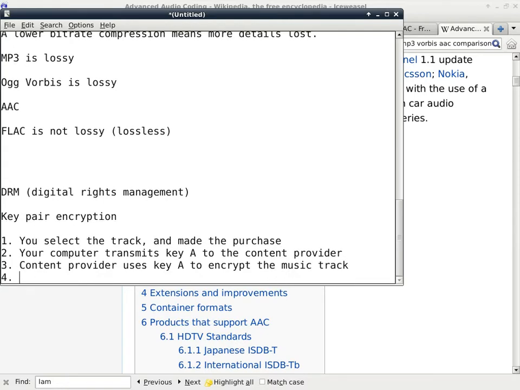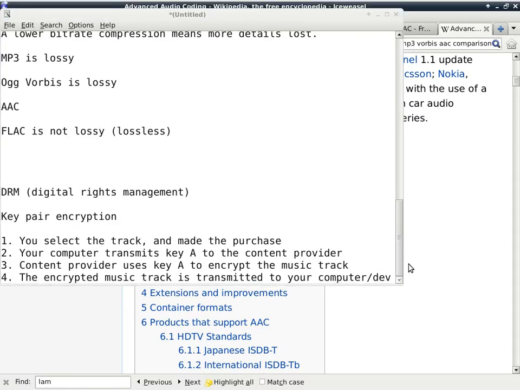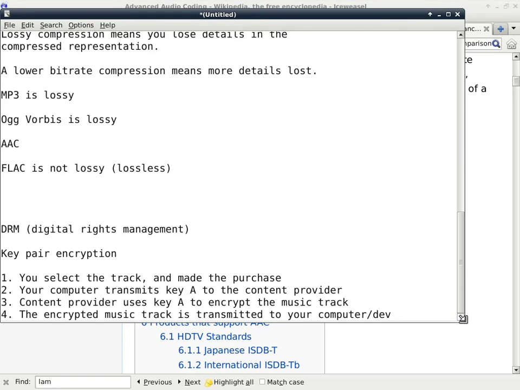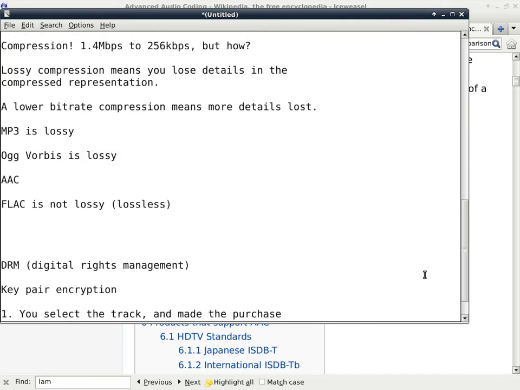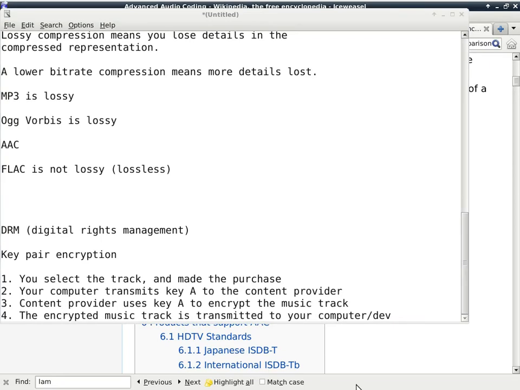Point 4, the encrypted music track is transmitted to your computer or device, because it can be an iPad, iPod, or your Android phone, whatever. It doesn't matter what it is, but it is transmitted back to your device.